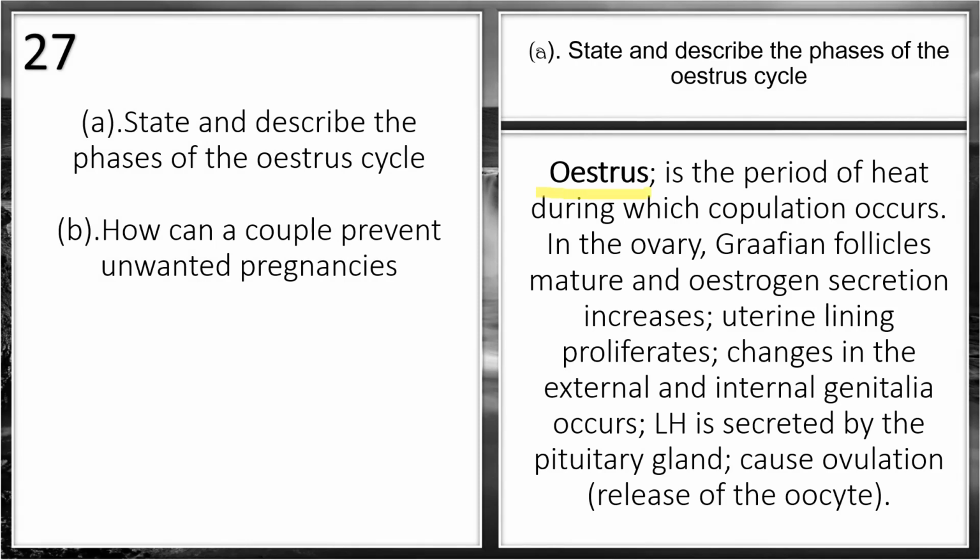Oestrus is the period of heat during which copulation occurs. In the ovary, the Graafian follicle matures and oestrogen secretion increases. The uterine lining proliferates. Changes in the external and internal genitalia occur. Luteinizing hormone is secreted by the pituitary gland, and it causes ovulation, the release of the oocyte.